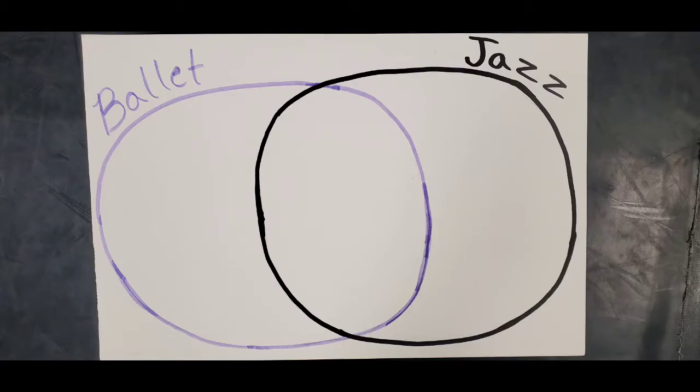So you'll see here that we have a Venn diagram. A Venn diagram shows similarities and differences. The purple circle, morado, es por ballet, is for ballet, and the negro circle, the black circle, is por jazz. In the middle, you'll see where similarities go, things that are specific both to jazz and ballet. Let's begin with the history.